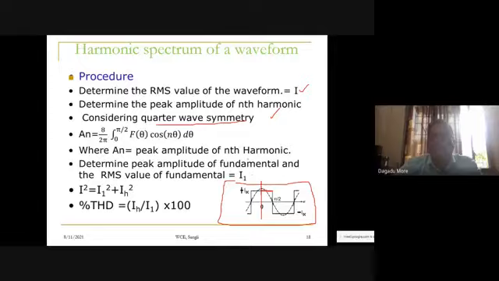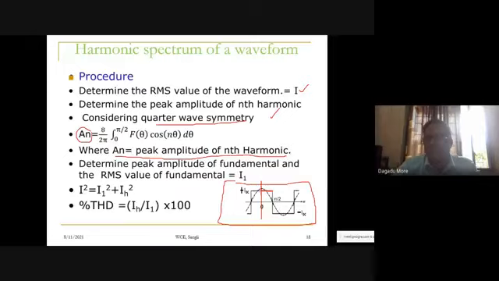that will give the peak amplitude of the nth harmonic. A very generalized, very simple expression. What is the peak amplitude of the nth harmonic? That will be given by An. An will be the peak amplitude of the nth harmonic, and it will be equal to 8 by 2 pi.